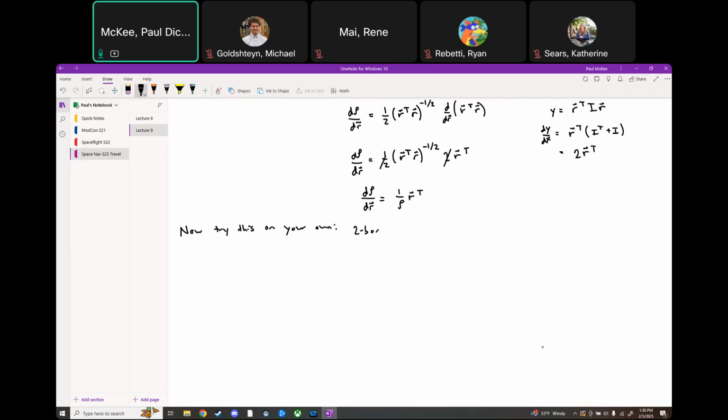Two-body motion linearized about a reference trajectory. And this will absolutely come up in this class. So first of all, remember that the two-body equations of motion: r double dot is equal to negative mu over the norm of r cubed, times r. It is super nonlinear.